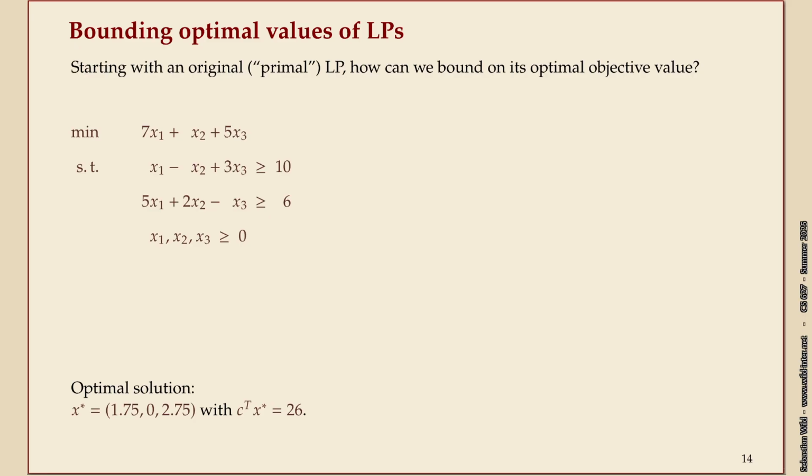Let's first see how this works. And I don't want to rush this too much, because if you've seen it once the right way, you never need to remember the rules for dualization. So here's our fictitious LP from before. The goal is to somehow bound its objective value. It's a minimization problem, so we'd like to have a lower bound for how good this can possibly be.